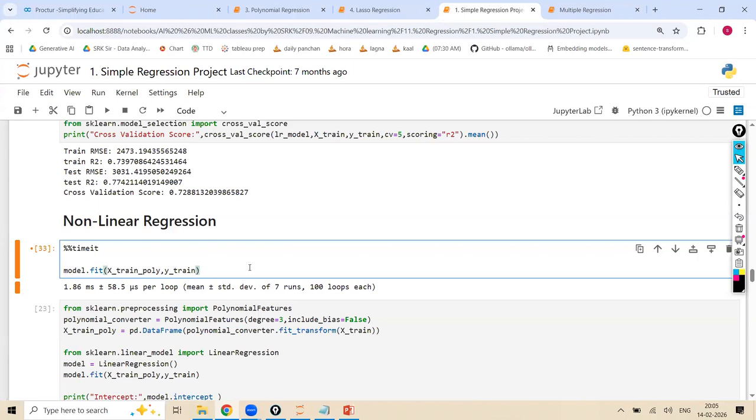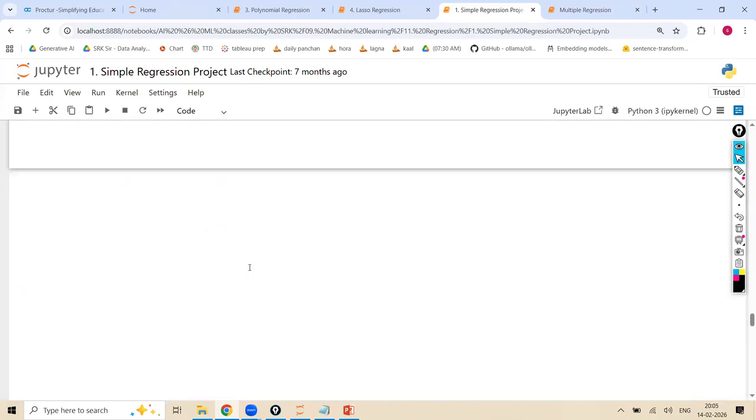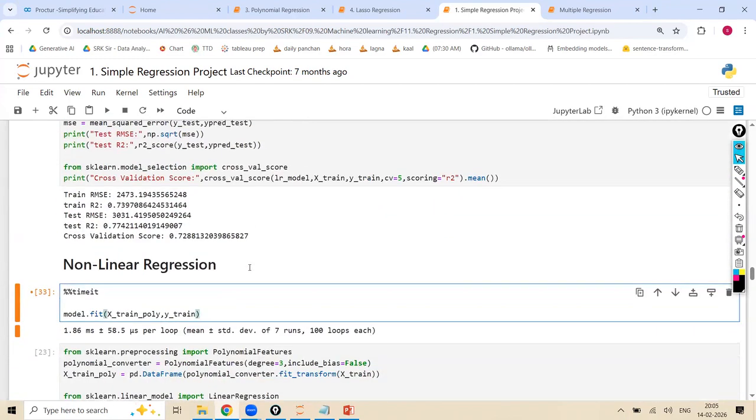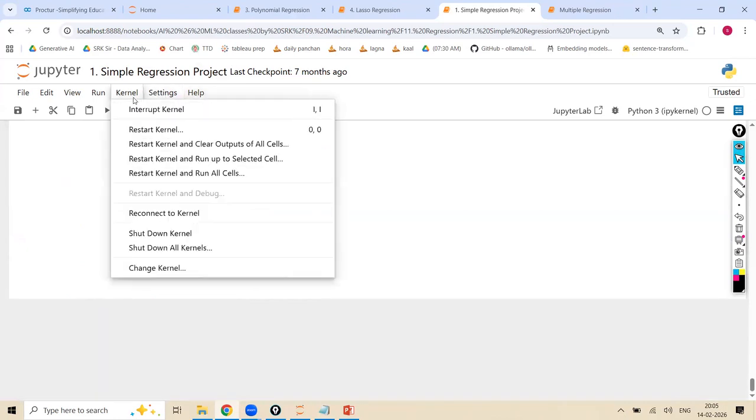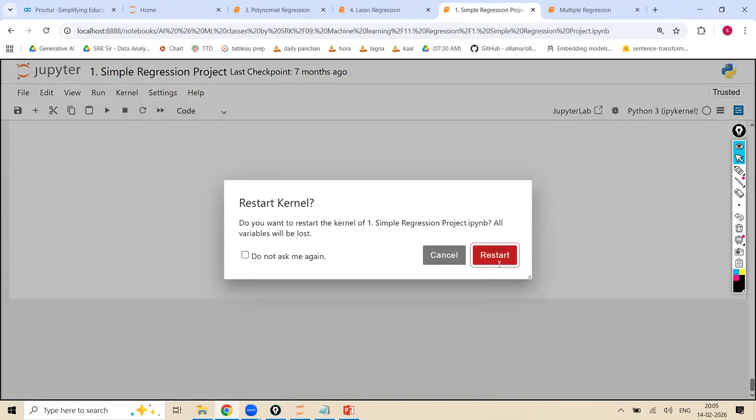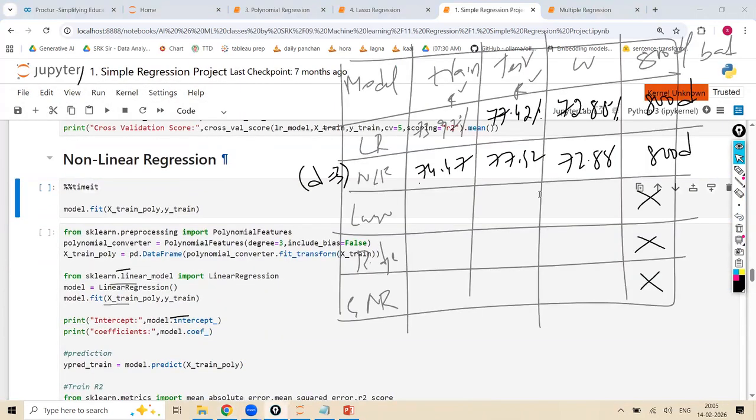Points are clear, guys? So now from all these things, now the conclusion. What is the conclusion we have given? Completed now. Everything was completed, including the time. Now in the model selection, which model are we going to select finally? Basically here itself we already concluded, since train R square is 77.42 and this is 77.52. If it is 77.52, we have to go with the non-linear model.